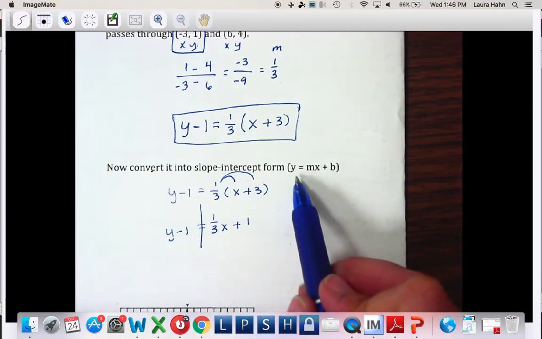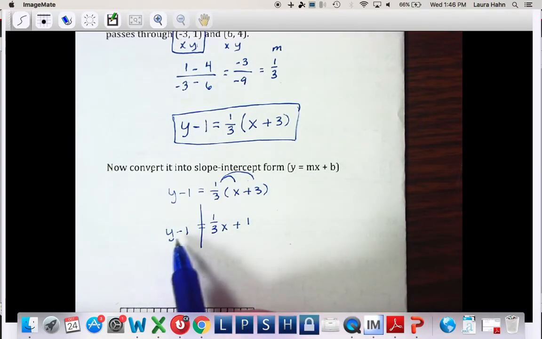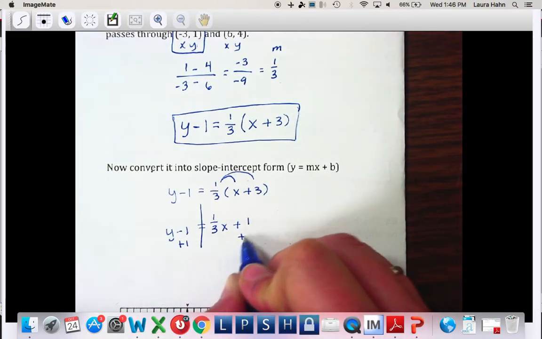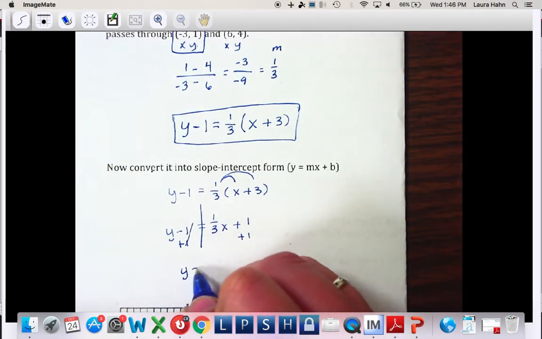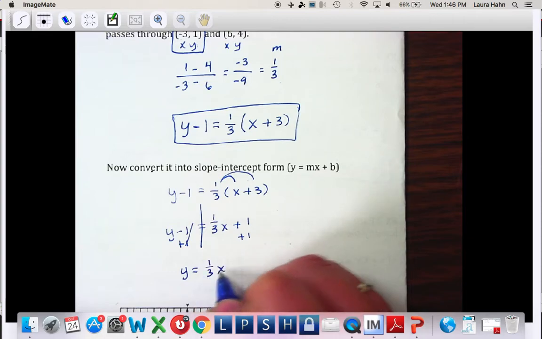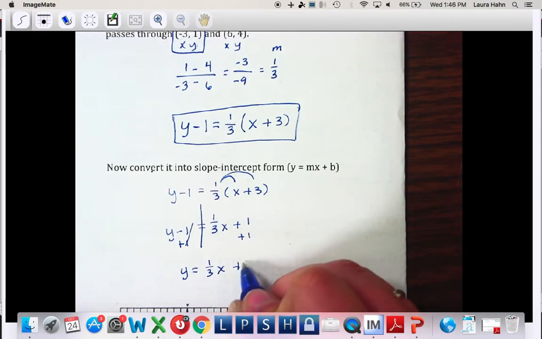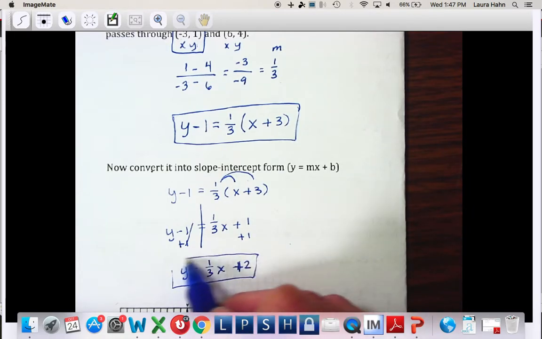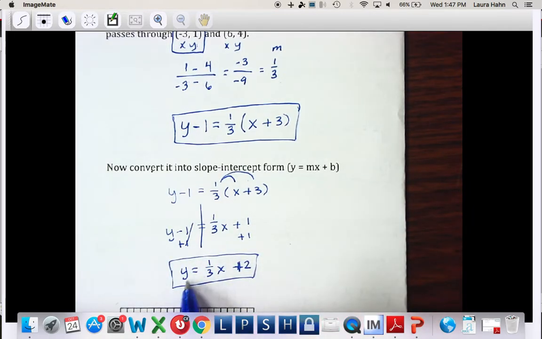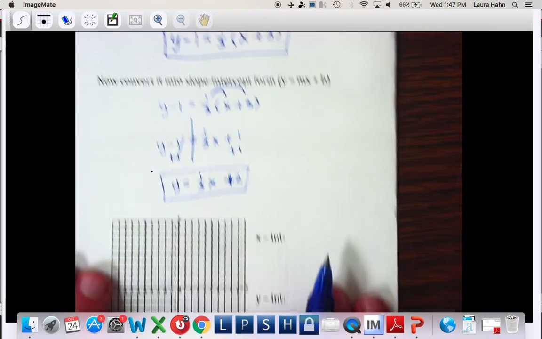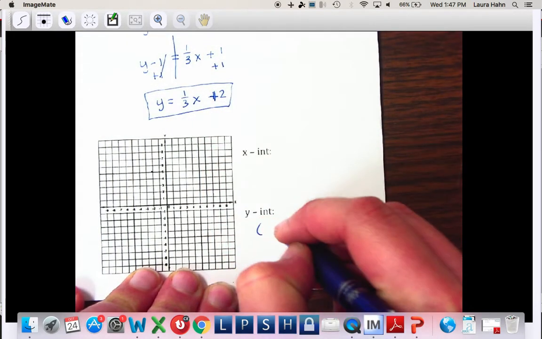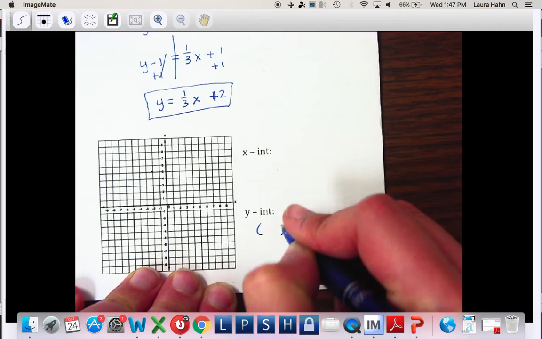Another thing you should notice is that y is all by itself, which means I need to get rid of this minus 1. So I'm going to have to put +1 to both sides. That cancels, so I have y equals 1/3 x, 1 plus 1 is a positive 2. Okay, so this is our equation in slope-intercept form. Y equals mx plus b. Well, remember, your b is your y-intercept. So I know my y-intercept is a positive 2, so I'm going to write that here. So it goes in the y position when x is 0.